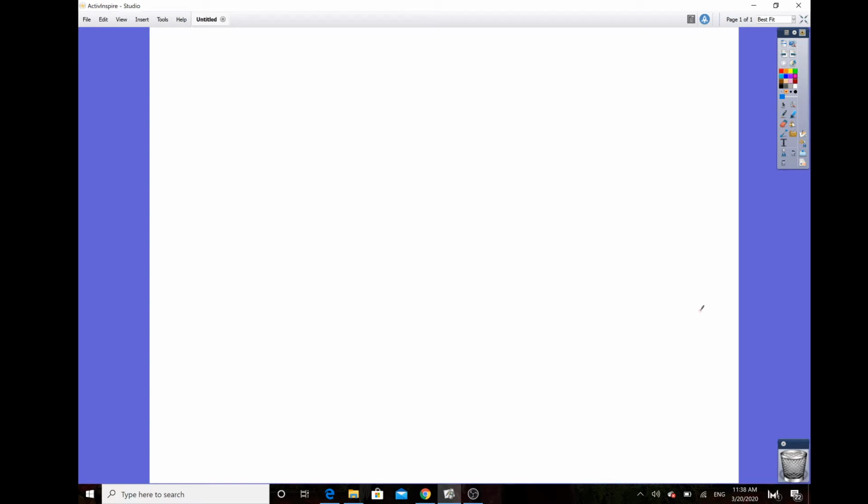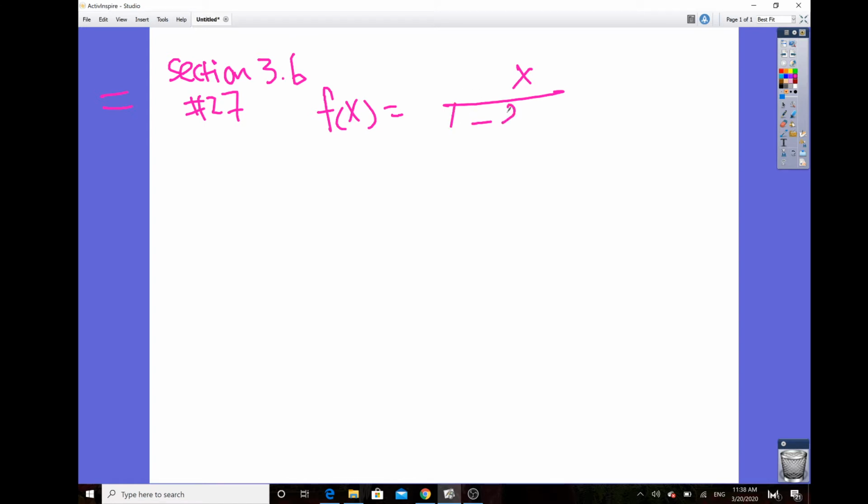And now here's some of the questions that you have for calculus. So let's go over this. This one is for calculus, the textbook, section 3.6, number 27. It's about finding the derivative. So we do have f of x equals x over 1 minus natural log of x minus 1.